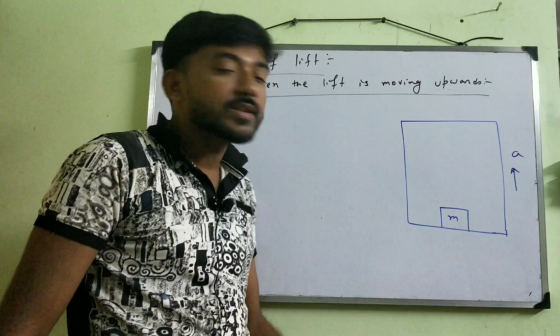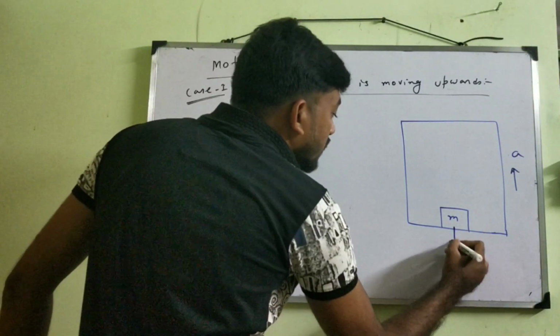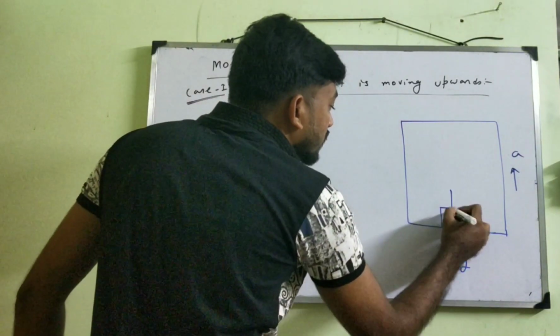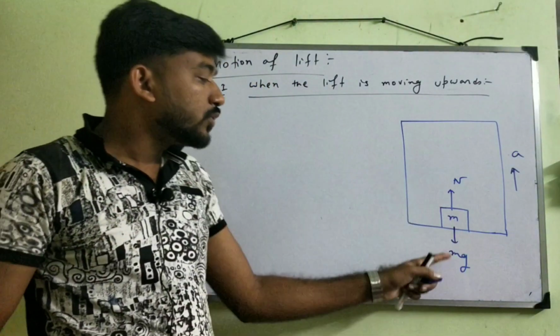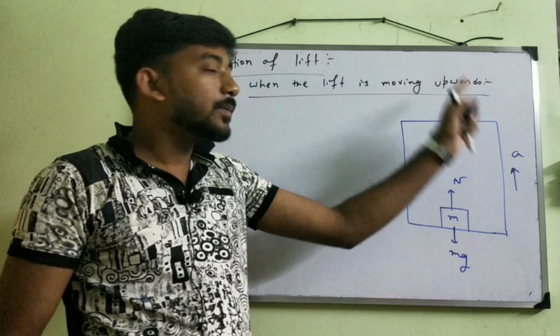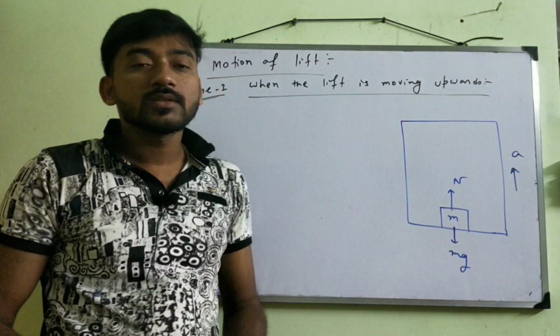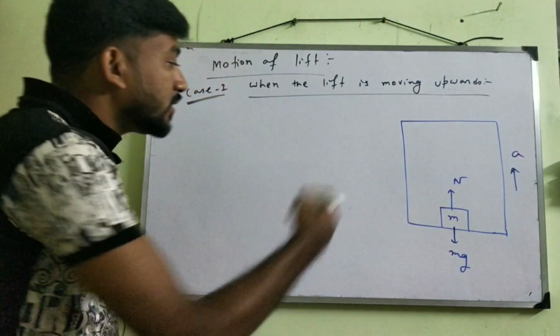What are the various forces that are acting on the mass m? Here two main forces: one is mg and another is the normal reaction N. But this normal reaction N will be equal to mg when the lift is at rest. But when the lift is moving upwards, the normal reaction, that is the weight the person feels, will be changed. What will be the change?